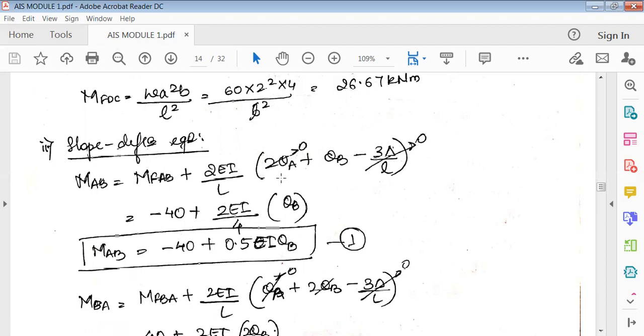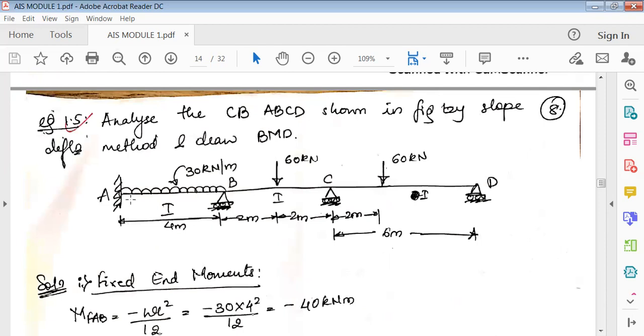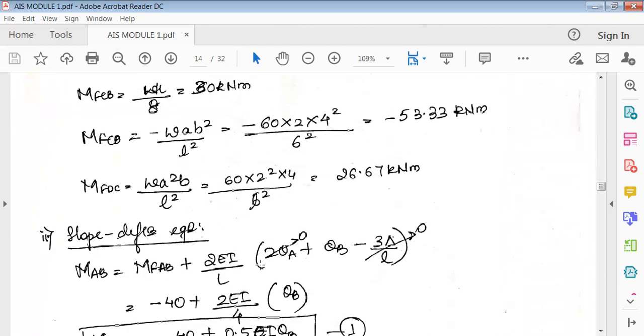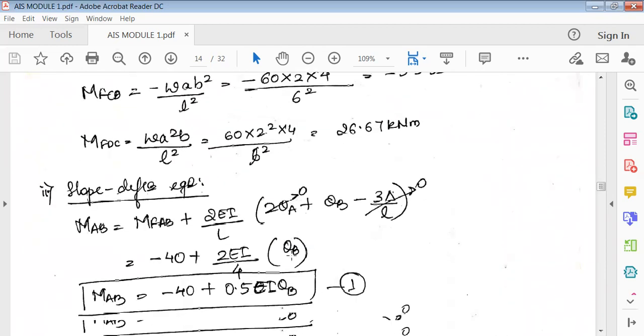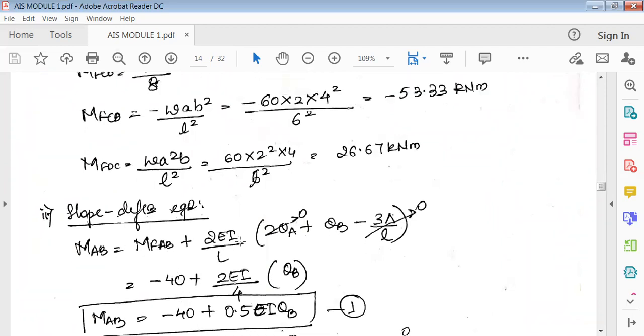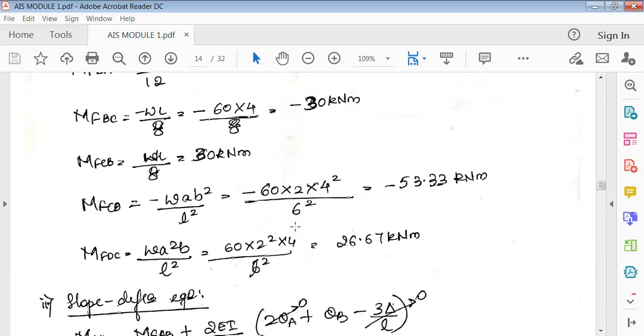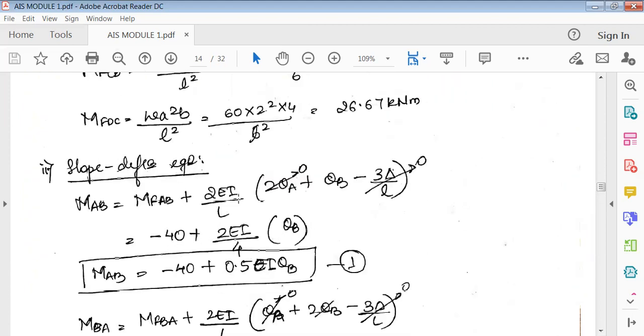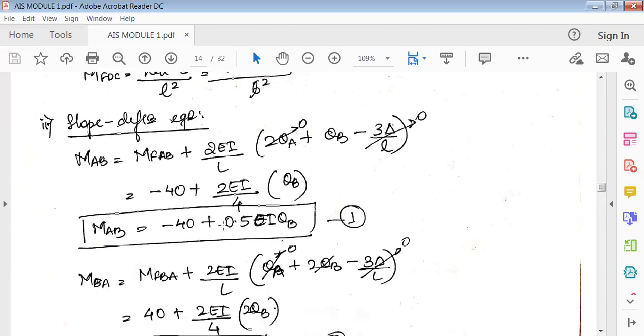And again, you can see here theta A. A is a fixed support. So for a fixed support, the rotation, that is theta, is 0. All right, then MFAB, you have already calculated, is minus 40. So it is minus 40 plus 2EI, I remains I only, divided by L, the length is already given as 4, and because both the terms are 0 here, I am left with only theta B. So now this becomes minus 40 plus 0.5 EI theta B, so this is equation number 1.